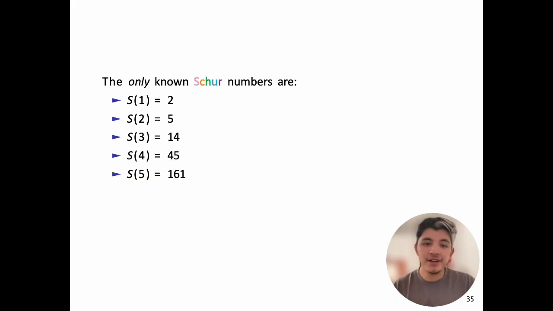Now, the only known Schur numbers are for 1 up to 5 colors. And a historical note, the Schur number for 5 colors was actually discovered and proved in 2017. And this yields a pretty interesting open problem.